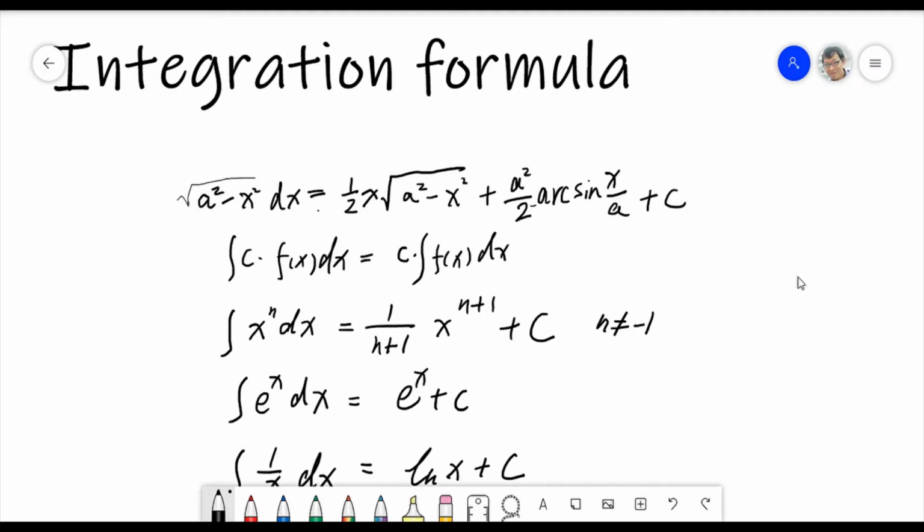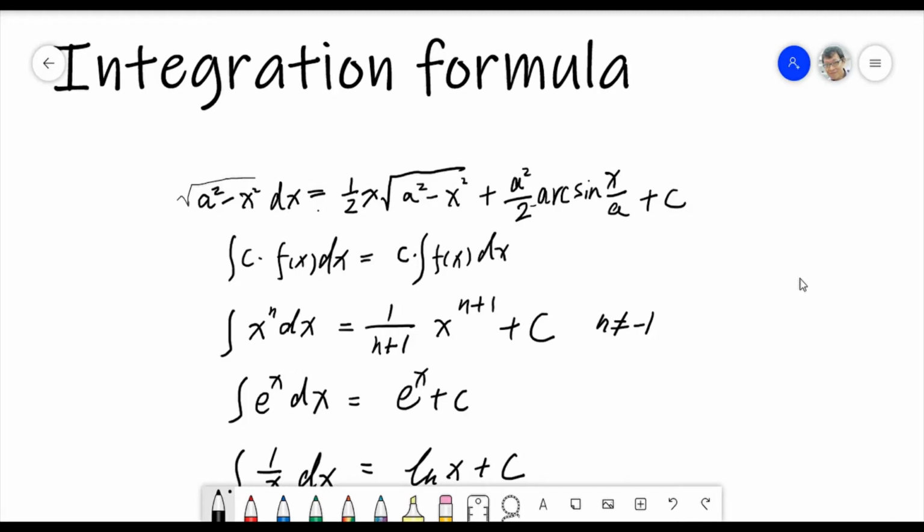Everyone, this time we come forward to a new session. After we discussed the formulas of derivative, now we go to integration formulas.